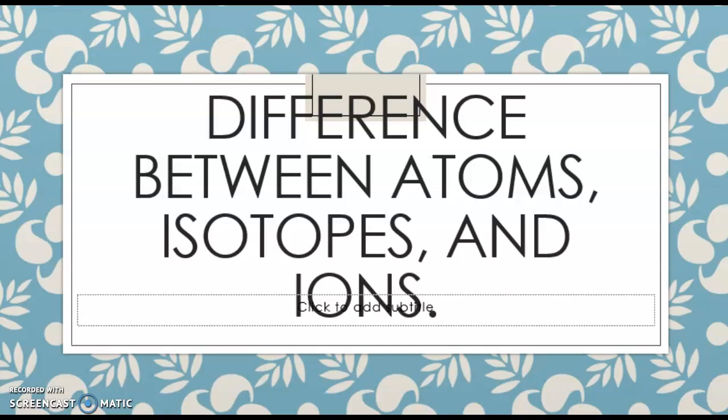Today, for our final lesson on the periodic table in this unit, we're going to look at the difference between atoms, isotopes, and ions. Hopefully you recall that an atom is what you find on the periodic table. An isotope is an atom with a different number of neutrons in its nucleus. And so all we need to do is look at what an ion is.